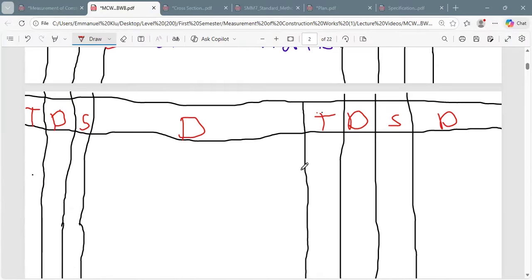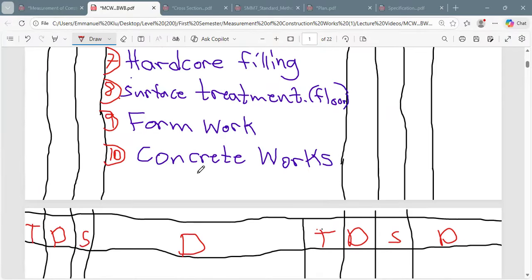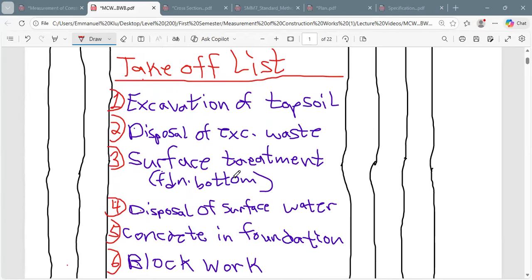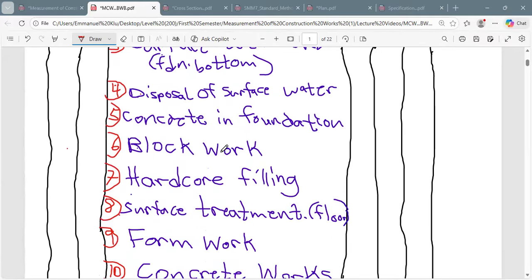So now I think we can continue. From here, what is the first measurement in our takeoff list? What is the first thing we put? The first thing we place over here is the excavation of the topsoil. That is the first thing we have to list, since that is the first thing we are going to be doing our calculation on.